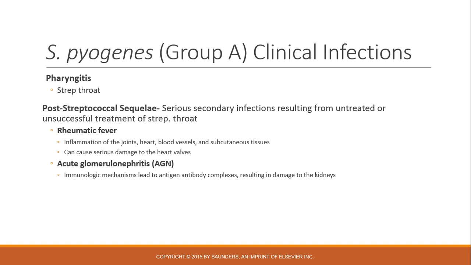Same thing's true with acute glomerulonephritis, I can never say this word. So you see nephritis, you want to think of kidneys, the nephrons of the kidneys. So it's an infectious process that causes these antibody immune complexes to deposit in your kidneys, and it causes damage and inflammation.